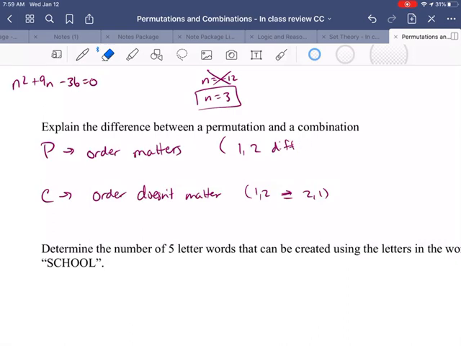So like if I pick a student first to win a really good prize and then a student second to win an okay prize, that's different, right? You'd rather be first than second. But if it's the same prize and I'm just picking two names, then it doesn't matter.